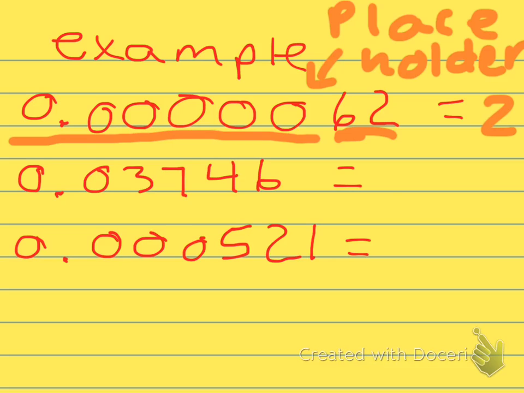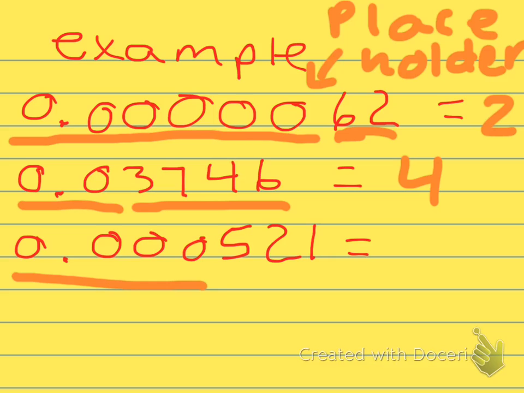So there's 2 sigfigs. Here again, this number is less than 1. So the zeros leading up to the first non-zero number are not significant, and every number after that is, so there's 4 sigfigs. And again, another decimal, all the zeros leading up to the first non-zero number are not significant, so the 5, the 2, and the 1 are the only sigfigs in that number.